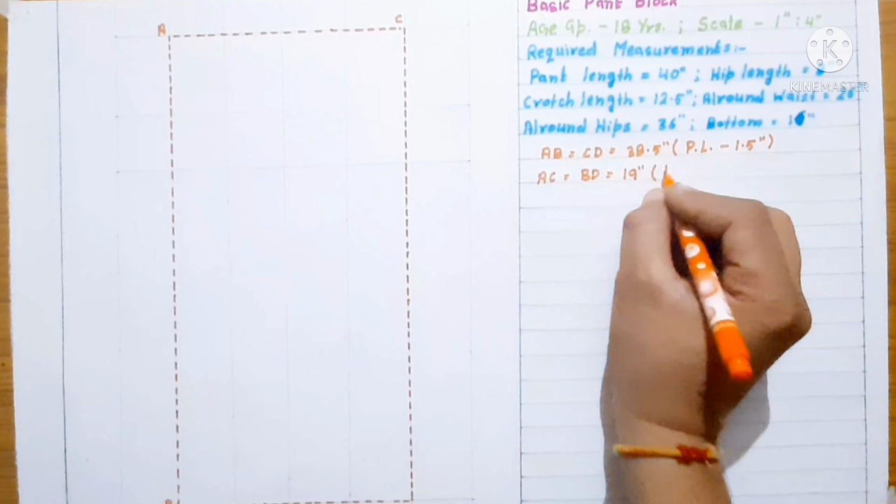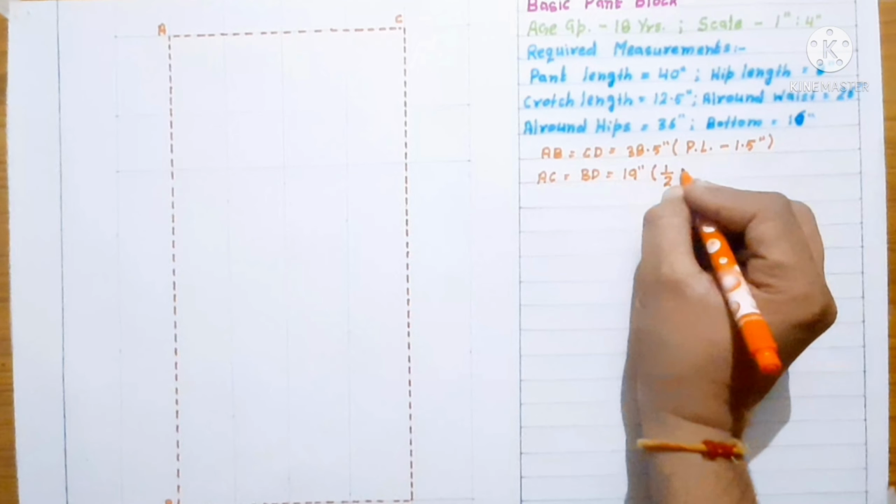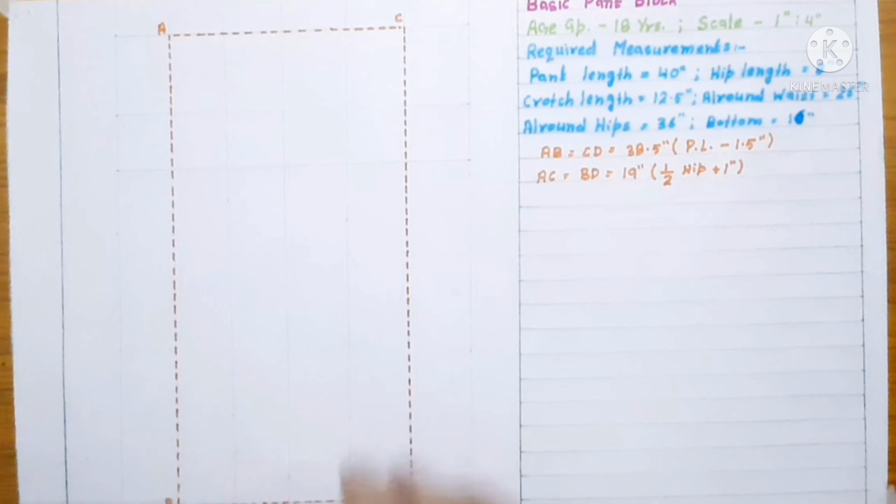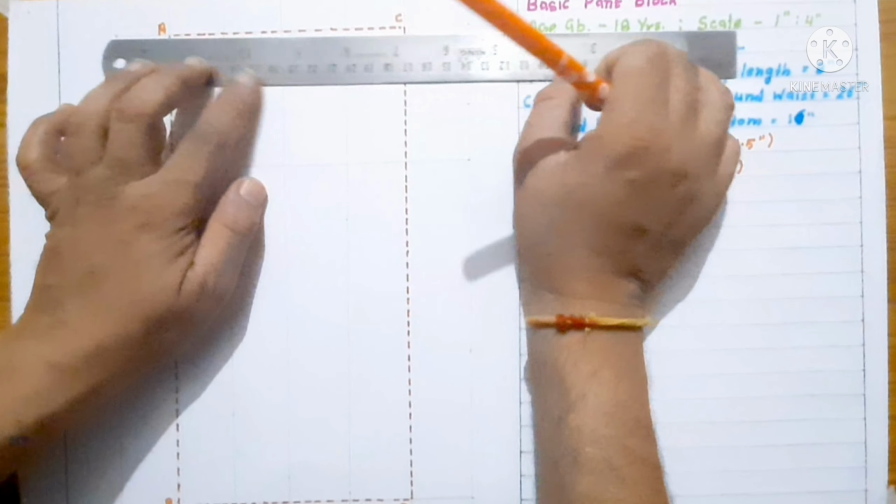Why is it 19? Because it is half of the all round hips plus 1 inch. Half of the all round hip, that means 36 divided by 2 is 18, plus 1 is equal to 19 inches. So this is the block ABCD.